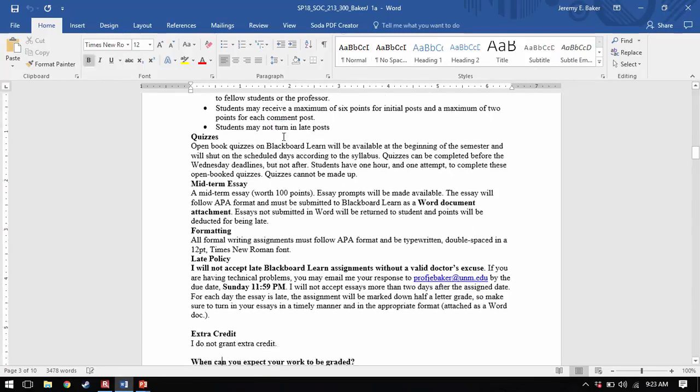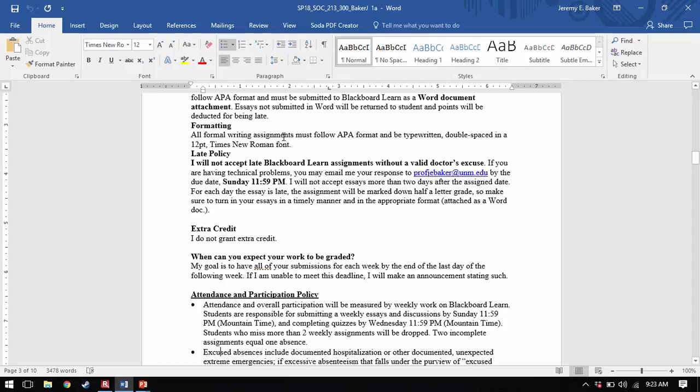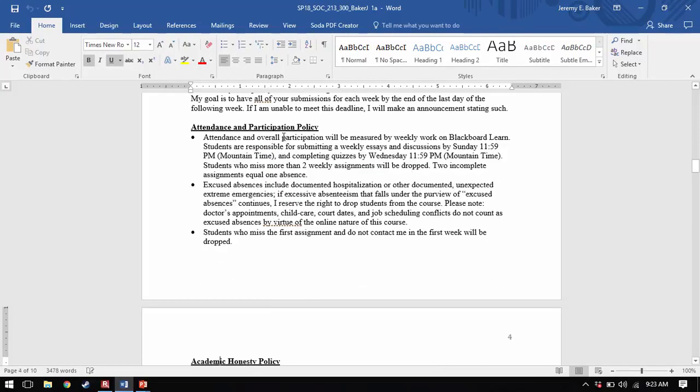Formatting again, ASA format. I don't accept late assignments. I don't grant extra credit. Turn in your stuff on time. Almost everything is due at 11:59 Mountain Time. I am in Ohio. You are probably in Mountain Time, most likely in New Mexico. Your stuff is due in your time zone. I'm not a crazy person.